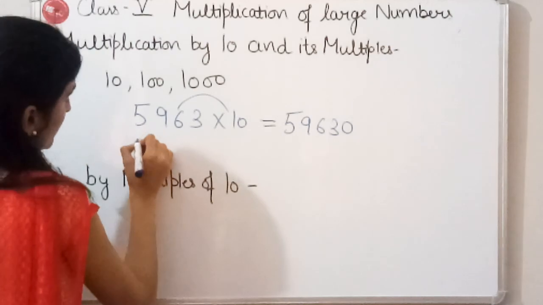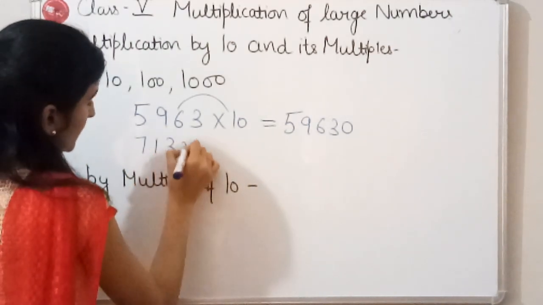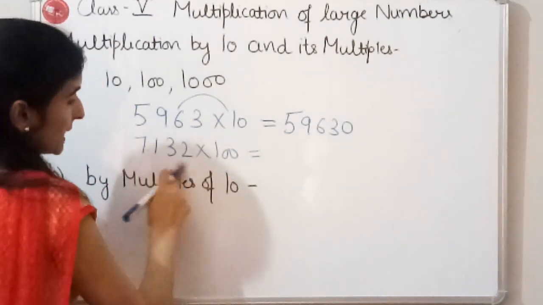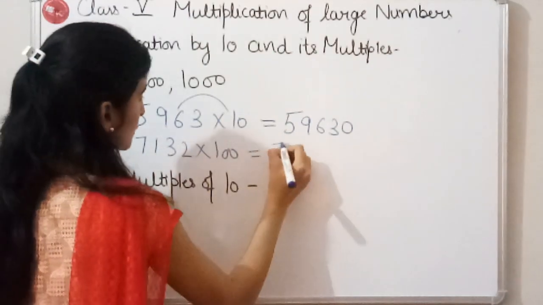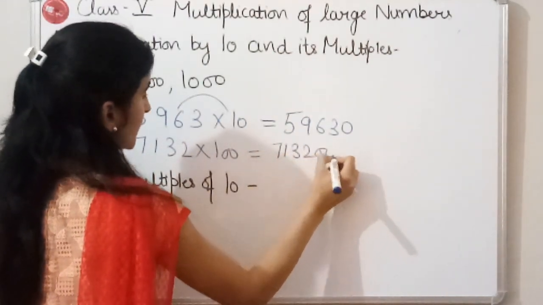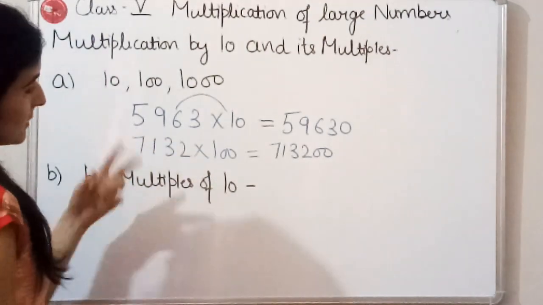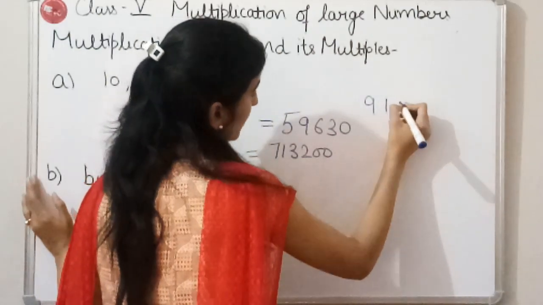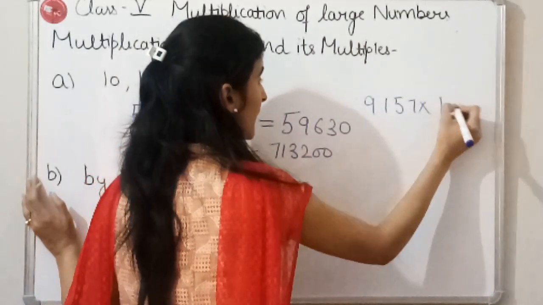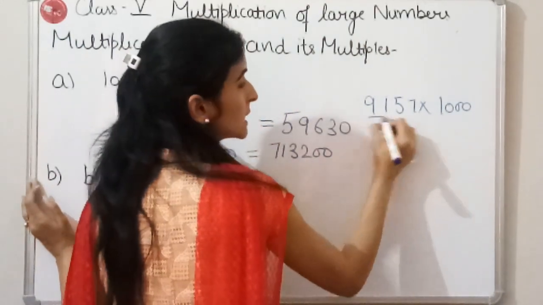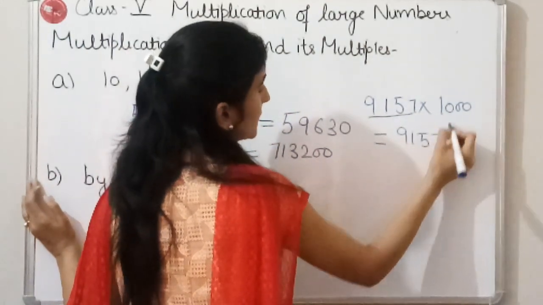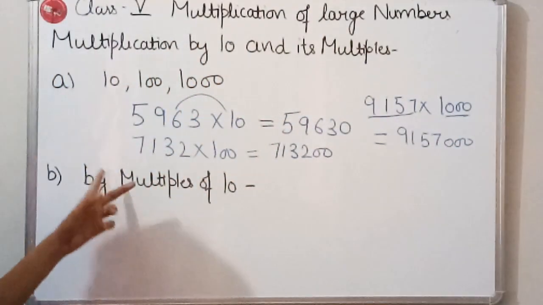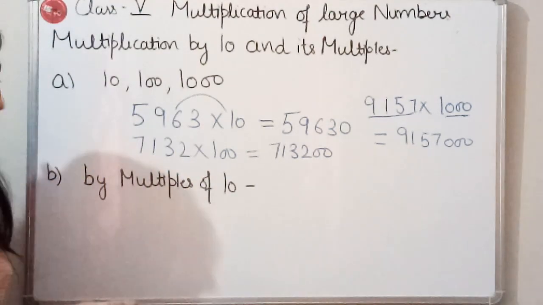Suppose we are multiplying 7132 by 100, then what do we have to do? We just have to write this number and then put these two zeros: 7132 and these two zeros. Same in the case when we have to multiply by 1000. 9157 multiplied by 1000 will be equal to this number and then these three zeros. Okay, this was about when we have to multiply by 10, 100 and 1000.